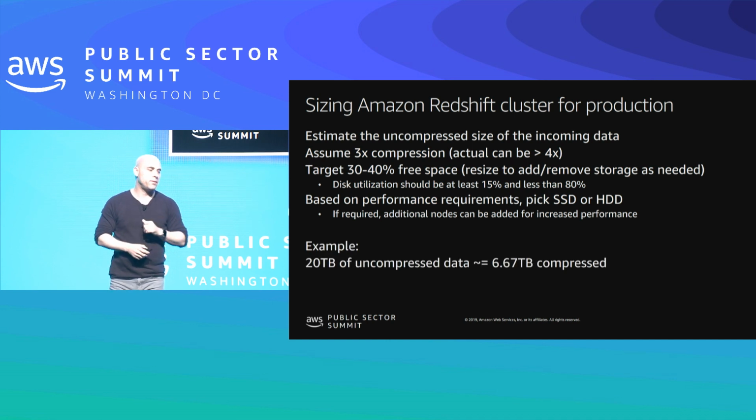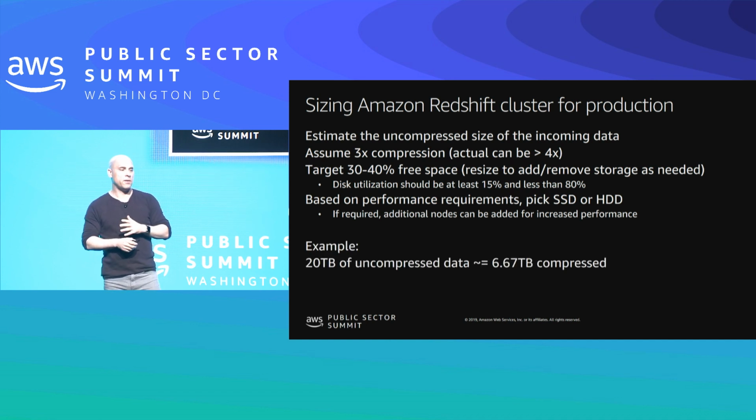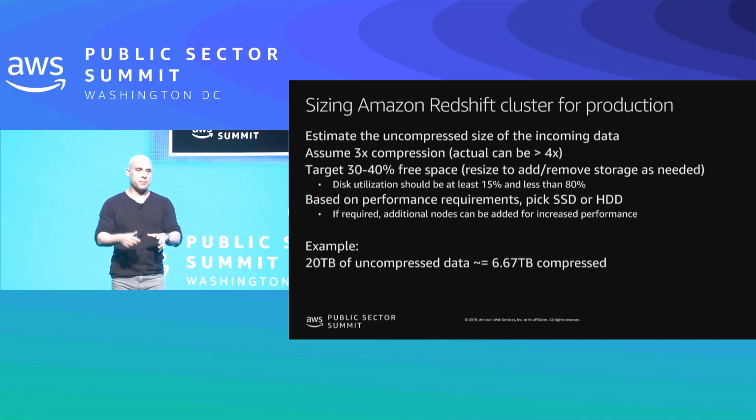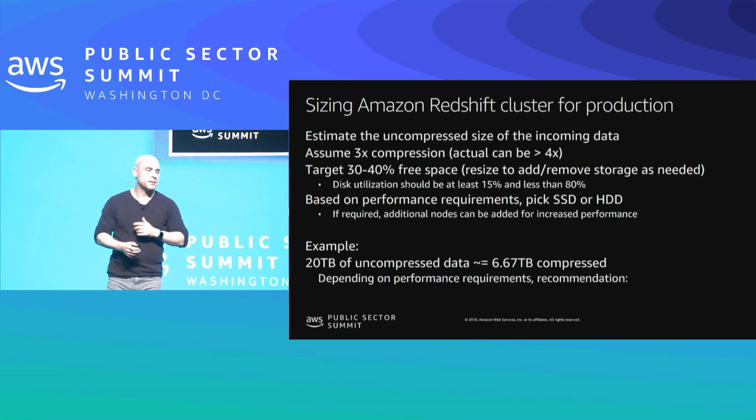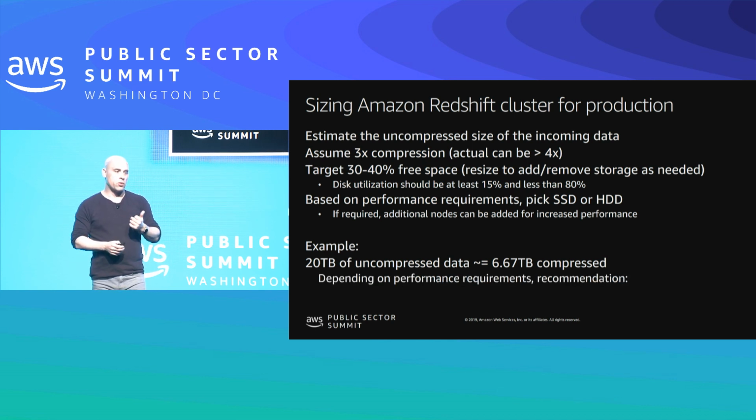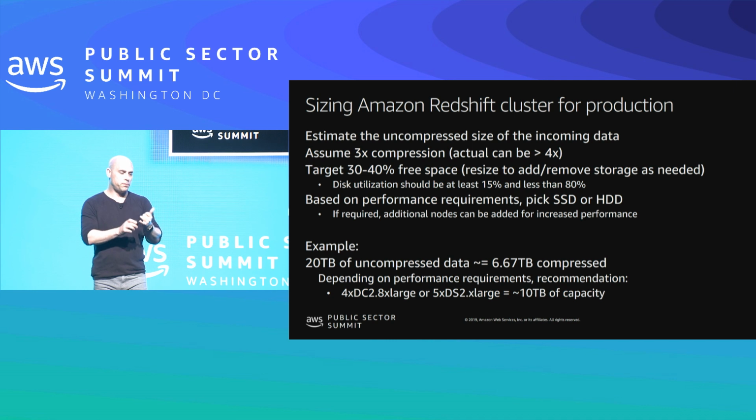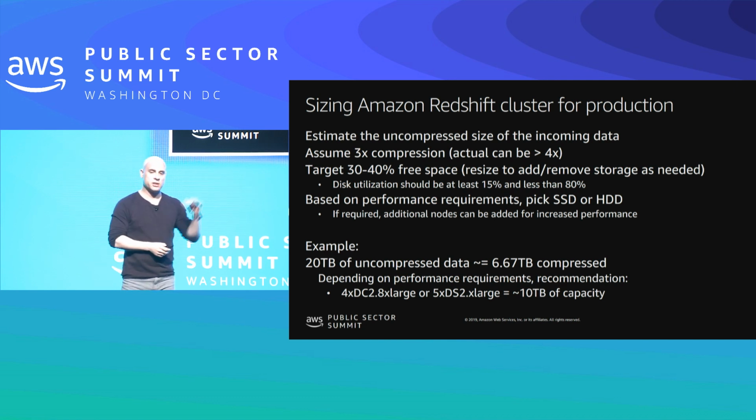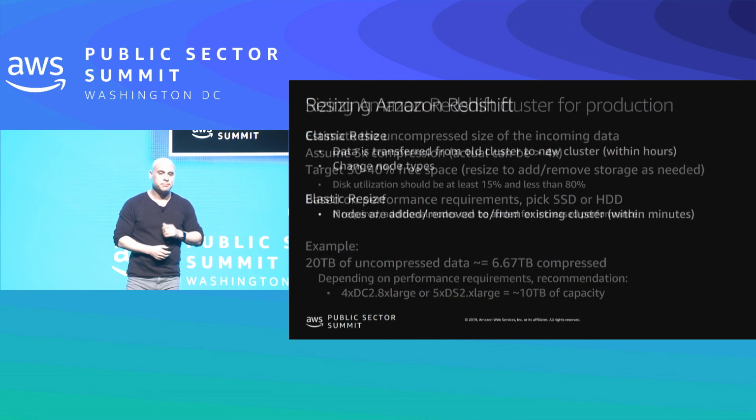So just as an example of how I would do this at work, if a customer came to me and said, I have 20 terabytes of data in my legacy system, I would take that and assume it's about 6.7 terabytes. Then depending on the performance requirements, I would either pick 4 of our DC2 8XLs or 5 of our DS2 extra large, which would give you 10 terabytes of capacity and enough free space to do work. So that's how I would do that sizing.